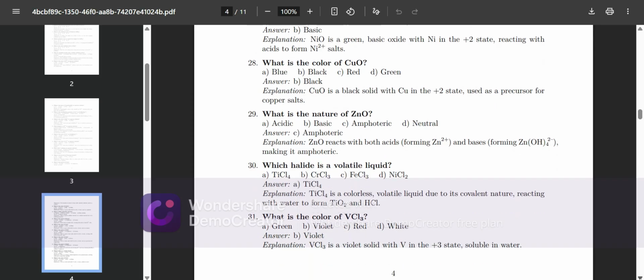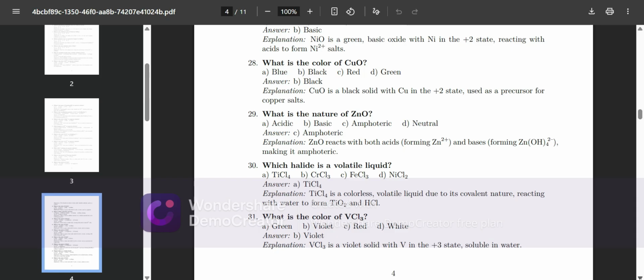What is the color of CuO? Black. CuO is a black solid with Cu in the +2 state, used as a precursor for copper salts. What is the nature of zinc oxide? Amphoteric. ZnO reacts with both acids, forming Zn2+, and bases, forming Zn(OH)4 2-, making it amphoteric.